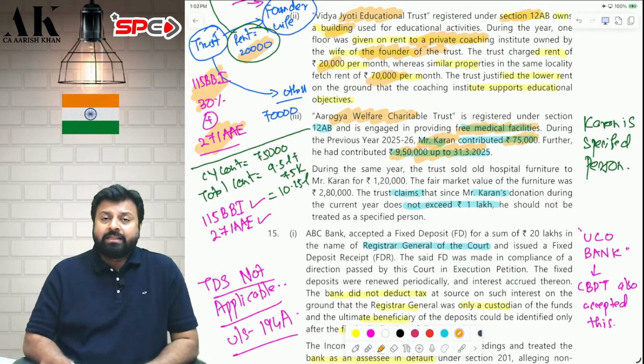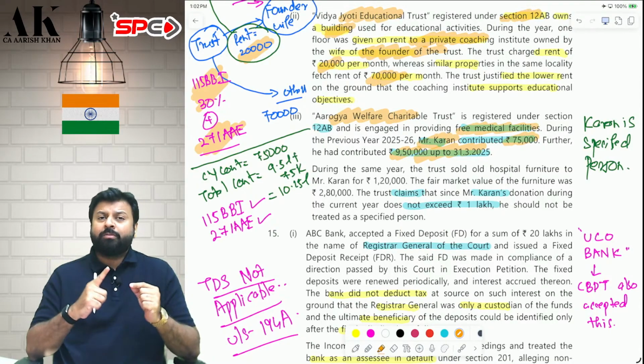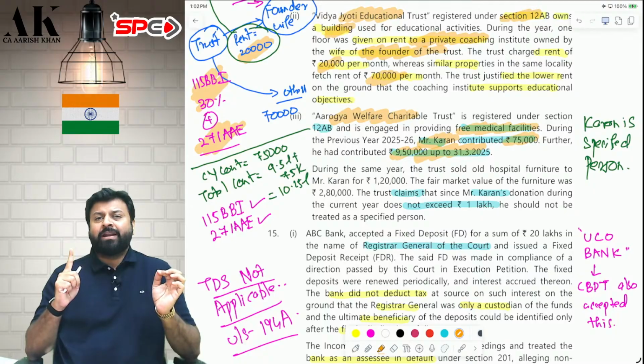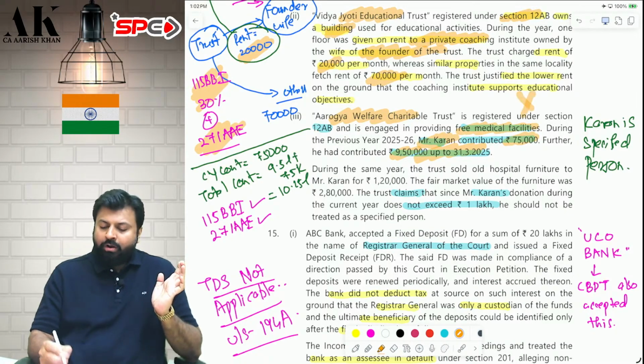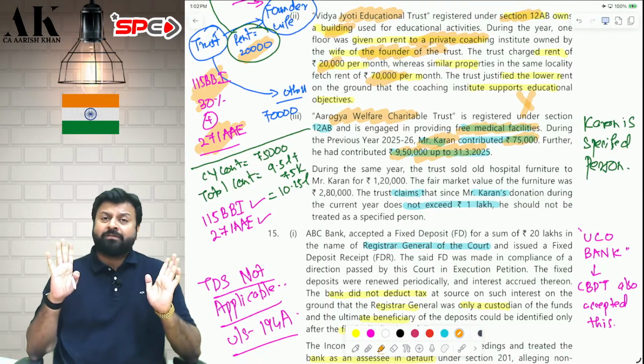There is an amendment in the definition of specified person, if you remember. Who is a specified person as per the amended definition as per Finance Act 2025? If a person is contributing more than 1 lakh rupees in a financial year, he is a specified person. No, Mr. Karan is only contributing 75,000. Therefore, because of this reason, he is not a specified person.